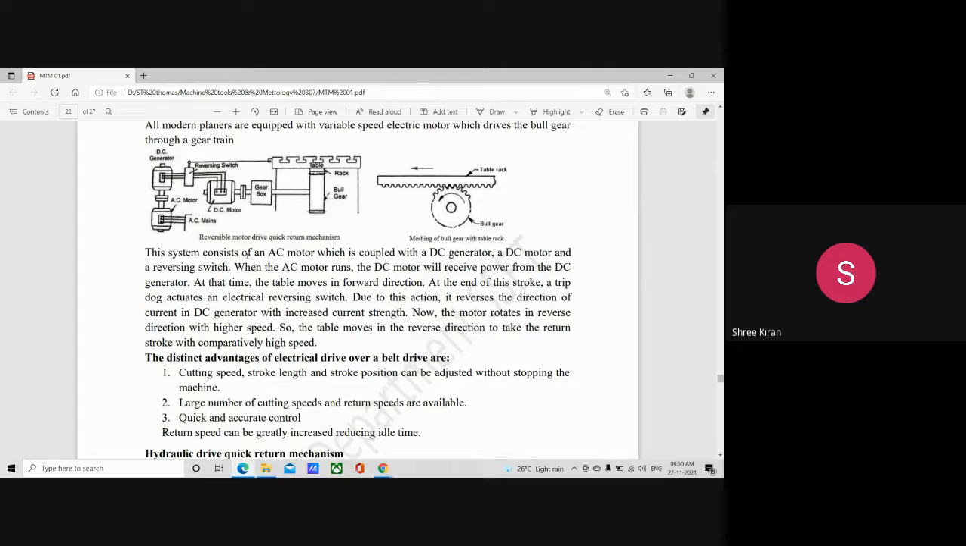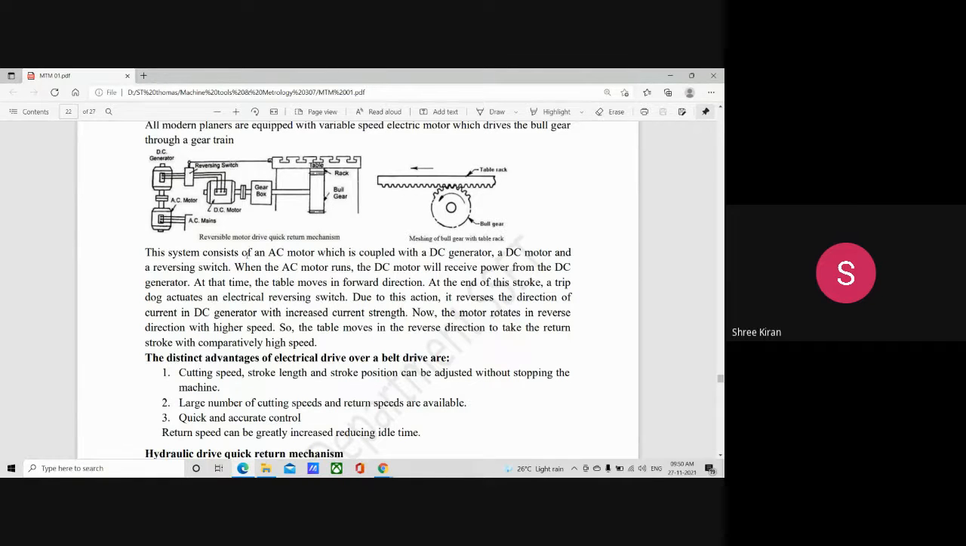So when the AC motor runs, the DC motor receives power from the DC generator. At the same time, the table always moves in the forward direction.